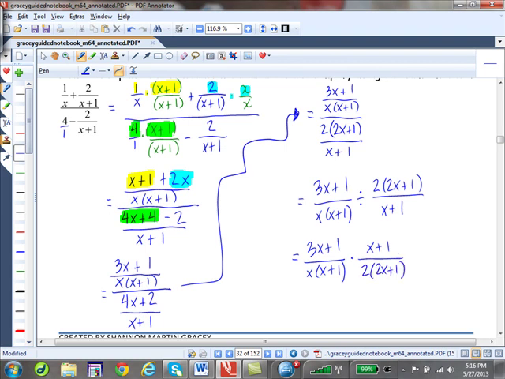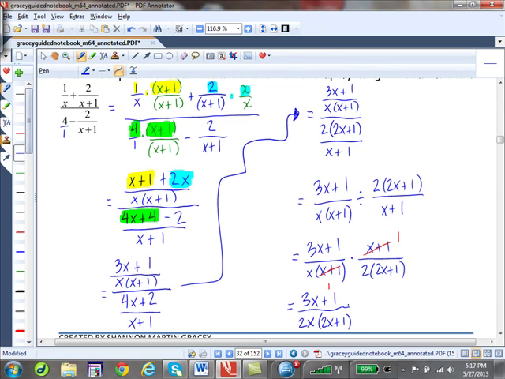Do you guys see that the x plus 1's divide out? And I believe that's it. So our end result will be 3x plus 1 over 2 times x times 2x plus 1.